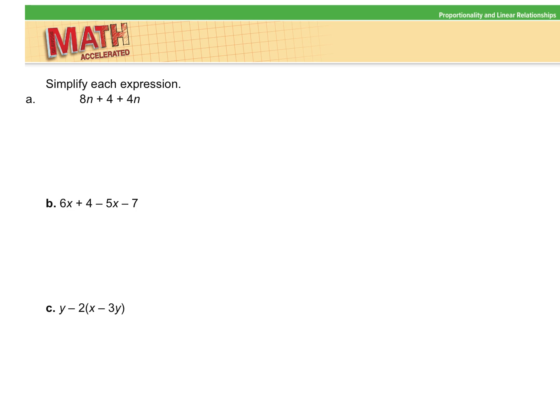On A, whenever it says simplify, what does that really mean it wants us to do? We're combining like terms. So on A, I'm going to underline 8n. What goes with 8n? 4n. We do 8n plus 4n, so we get 12n, and then what do we have left over?